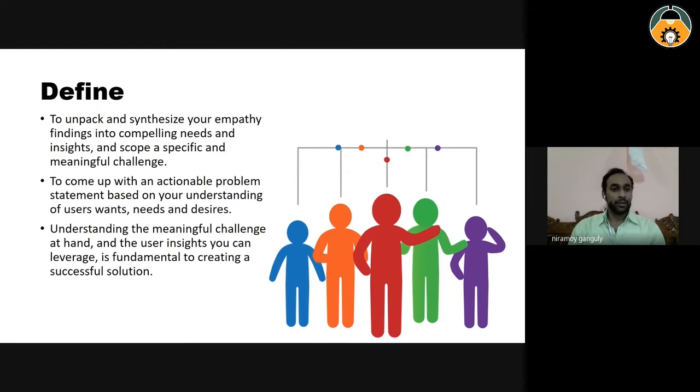So when you are empathizing with what the user would want, you would be able to further define what the problem is. In defining, you're unpacking and synthesizing your empathy and findings into compelling needs and insight, and scoping a specific and meaningful challenge. When you're defining any particular problem, you have to take into account all the different aspects of what the user wants, needs, and desires, and then put them into an actionable approach. So rather than finding a solution, you're defining what the problem statement would be. And this is fundamental for creating a successful solution.